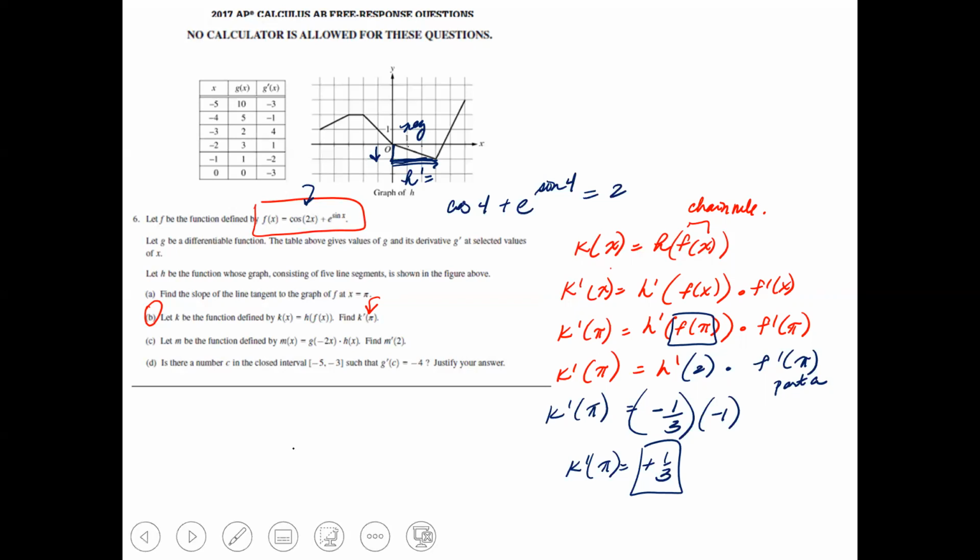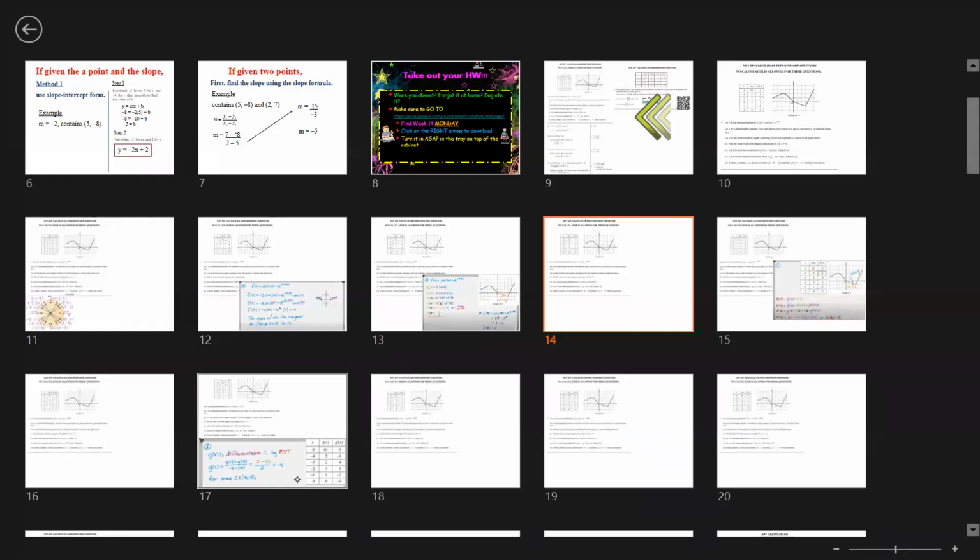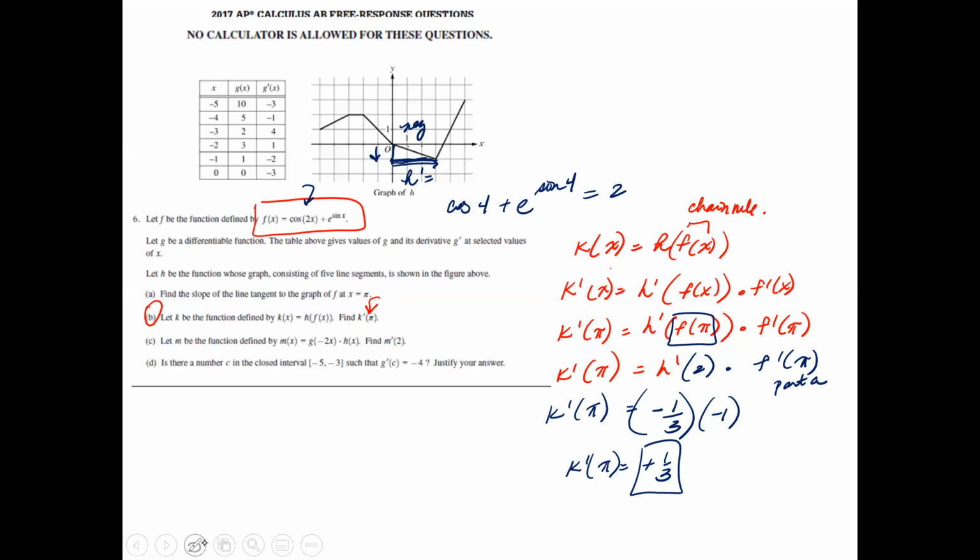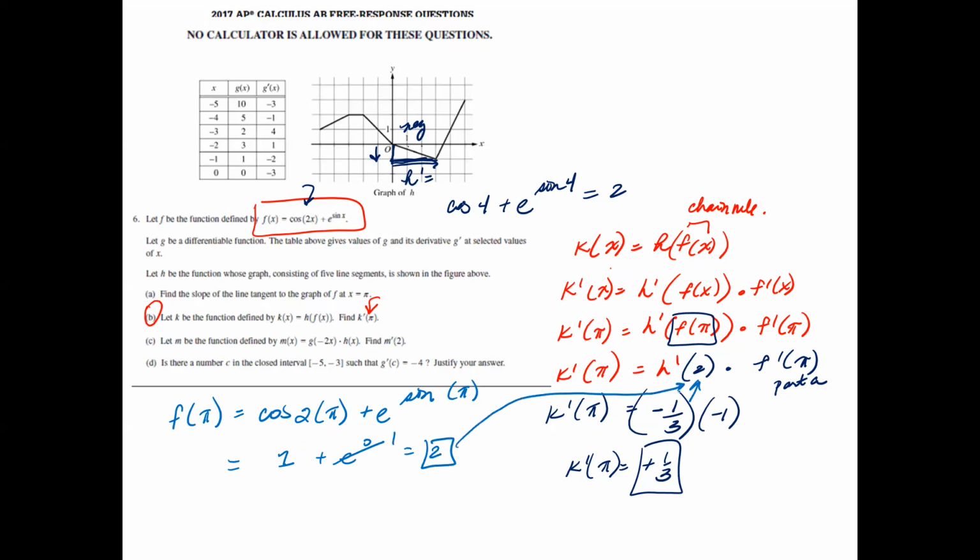And then specifically, so that way you can see how we went about getting the 2 for f of pi, we're going to do f of pi equals cosine 2 times pi plus e to the sine pi. Now, from the previous example, we know that cosine 2 pi is equal to 1, plus e to the sine pi is equal to e to the 0, which is 1. So 1 plus 1 is a 2. And that is where you got the 2 from.